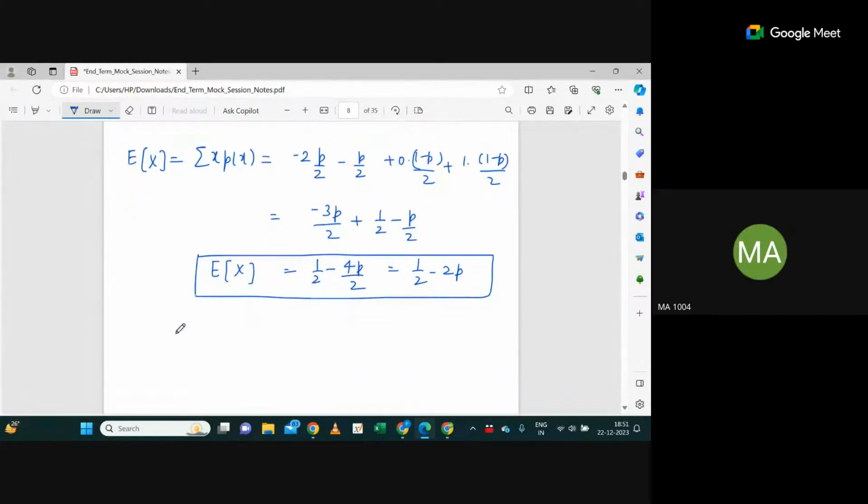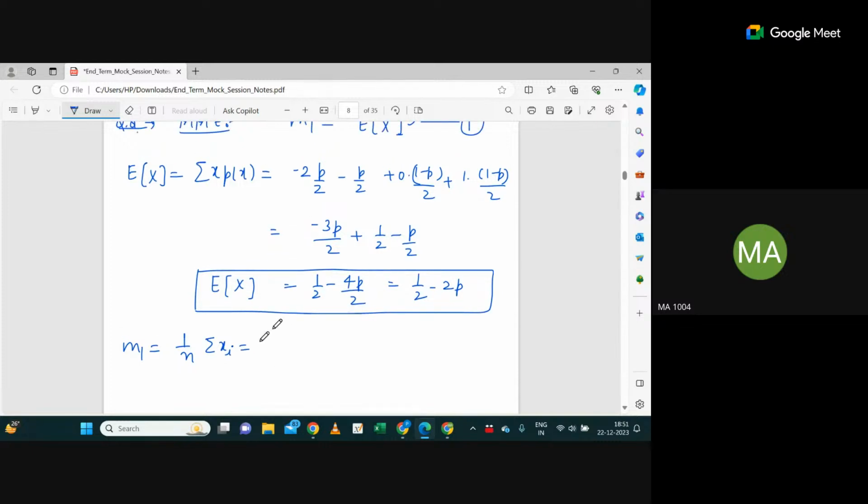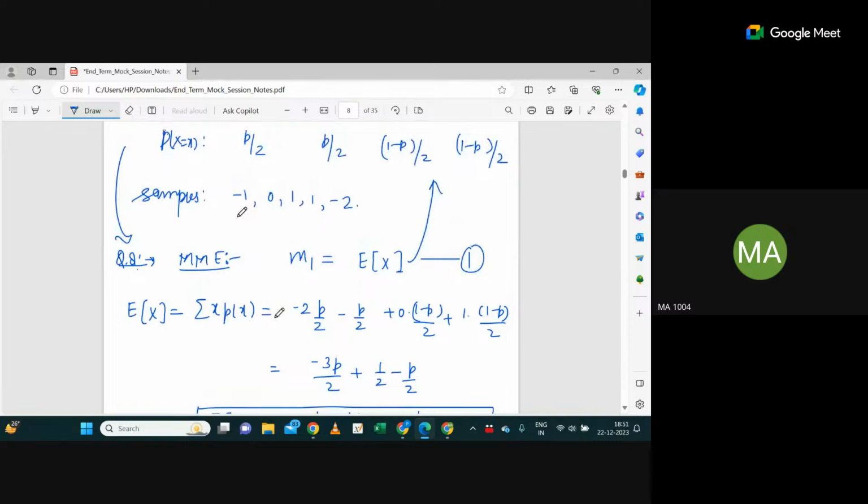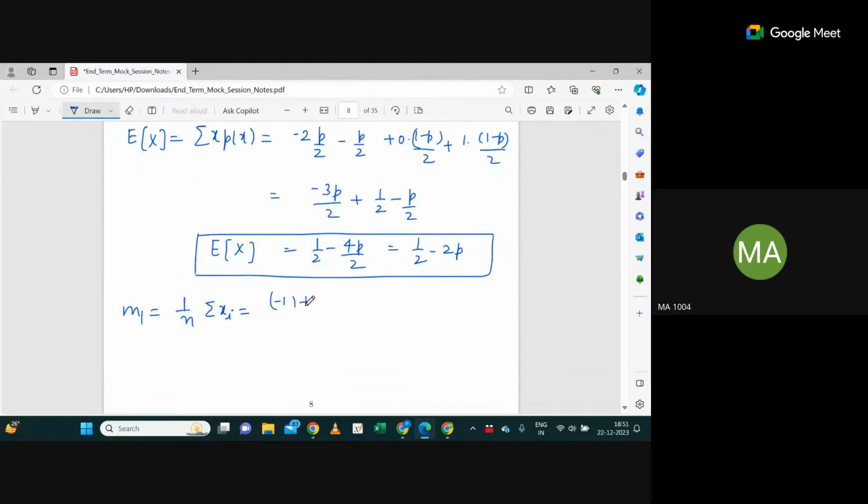Yes or no? And what is the M1? Tell me. M1 is nothing but 1 upon n summation of xi, right? This is how M1 has been defined. And what is this xi? This xi is from the samples, right? How many samples do we have? I mean 1, 2, 3, 4 and 5, right? That means -1 plus 0 plus 1 plus 1 minus 2, divided by how much? 5. So it will give -1 by 5. This is M1.